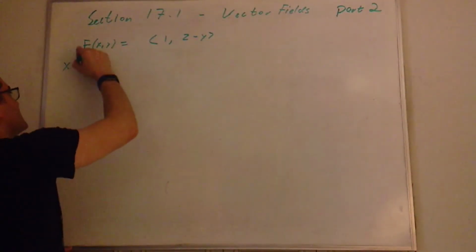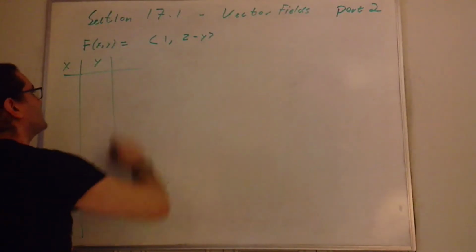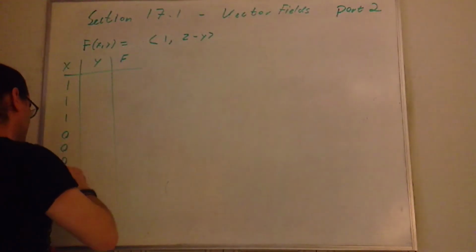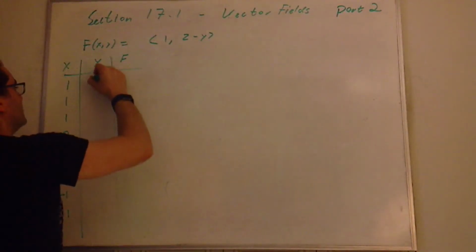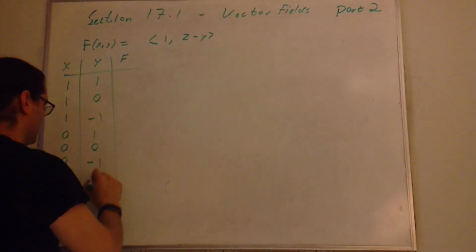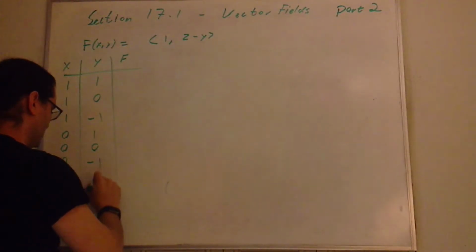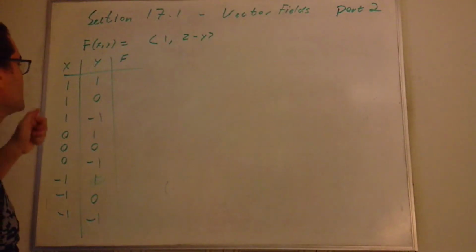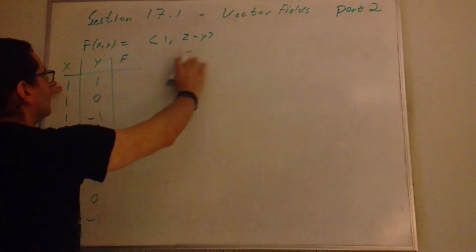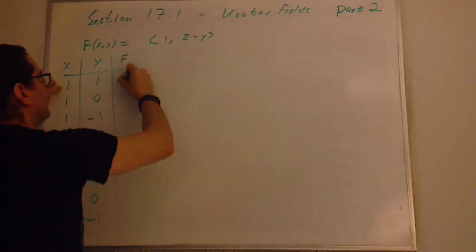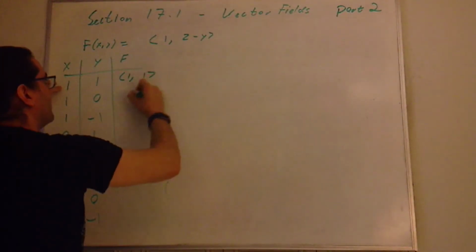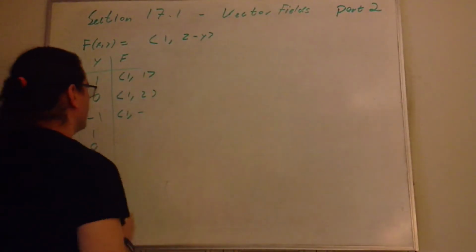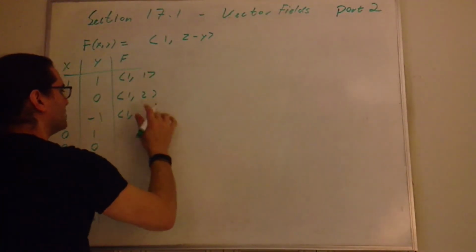I'm going to use the same standard set of 9 points. We'll start with 1, 1, 1, 0, 0, 0, negative 1, negative 1, negative 1. And then we'll do 1, 0, negative 1, 1, 0, negative 1, and 1, 0, negative 1. That's a good way to organize my set of 9 points. At 1, 1, this should give me 1 comma 1. This should give me 1 comma 2, and this should give me 1 comma negative, or 3, it is.